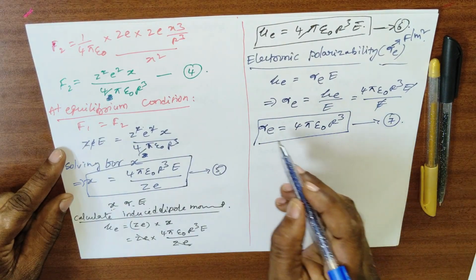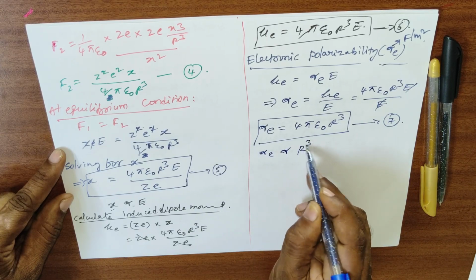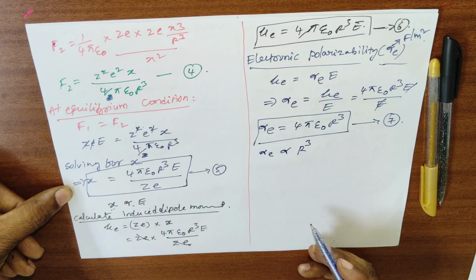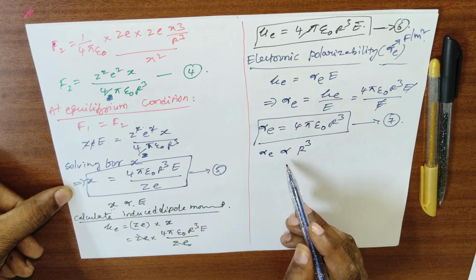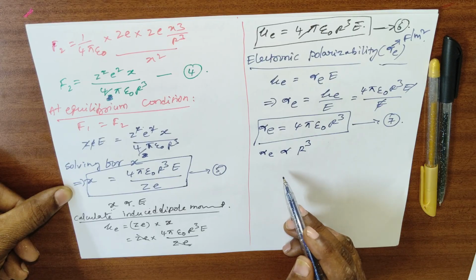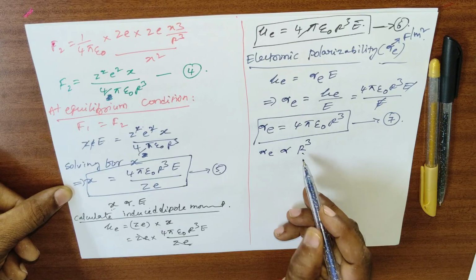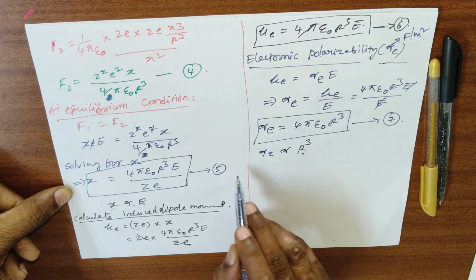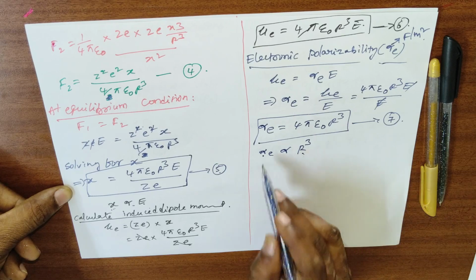Here, from this equation, alpha E, the electronic polarizability, is directly proportional to R cube. It means larger atoms with more loosely held electrons are more easily polarized. This is why for noble gases, polarizability increases from helium to xenon. The radius of helium is small, so the electronic polarizability is less. But the radius of xenon is large, so the electronic polarizability is large.